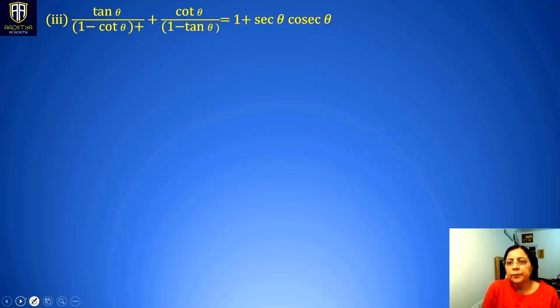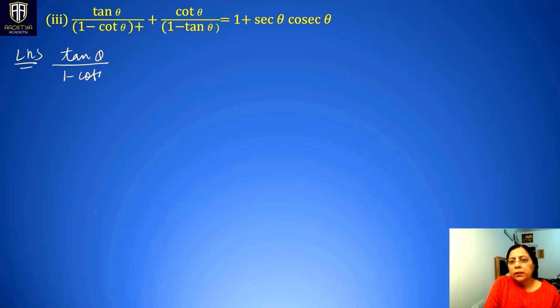Next one is, this is a very important question. So in the NCERT, a hint is given that you should express tan theta and cot theta in terms of sine and cos. I would like to give you a different approach, which is quite easier if you feel that. Let's see. LHS is tan theta divided by 1 minus cot theta.